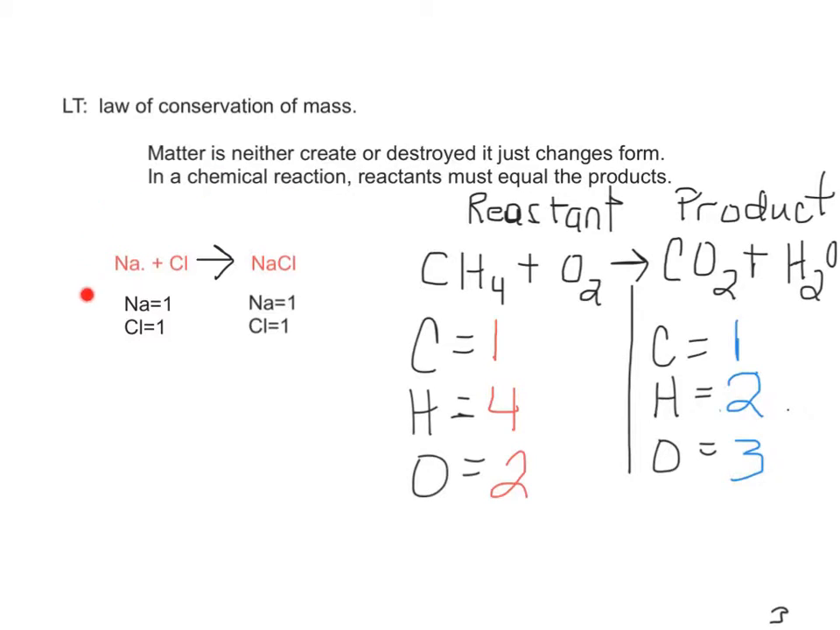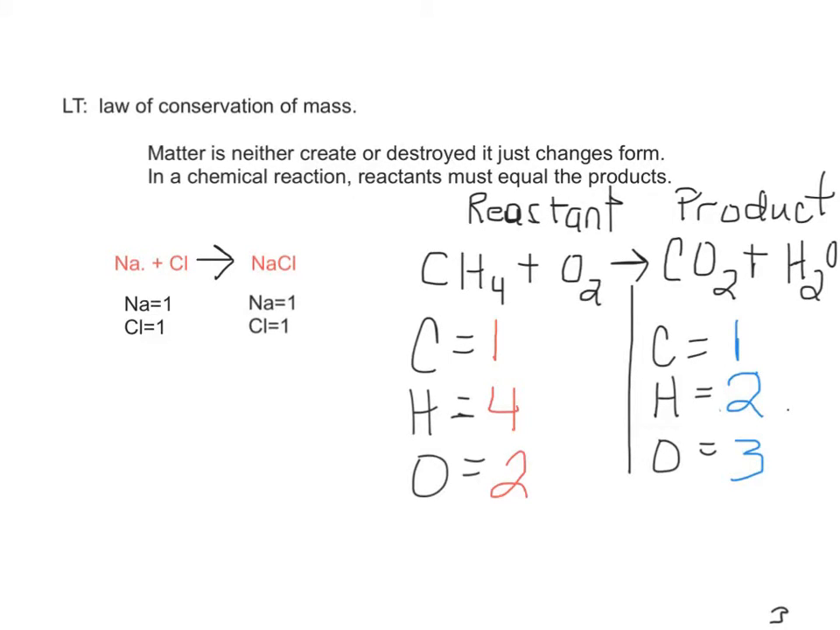When we look at this first reaction over here on the left, sodium is combined with chlorine to produce sodium chloride. Now, the reactants here, we see there is one sodium and one chlorine. When we look on the product side, on the right, we see that there's also one sodium and one chlorine. Therefore, the law of conservation of mass is illustrated in this reaction.